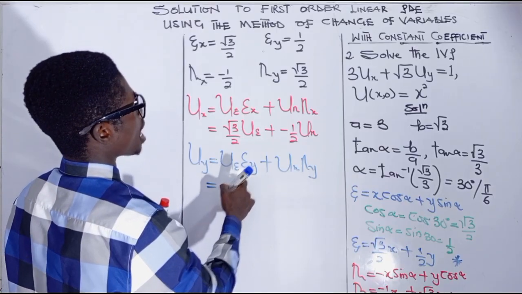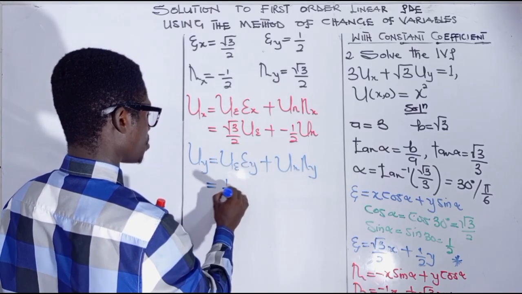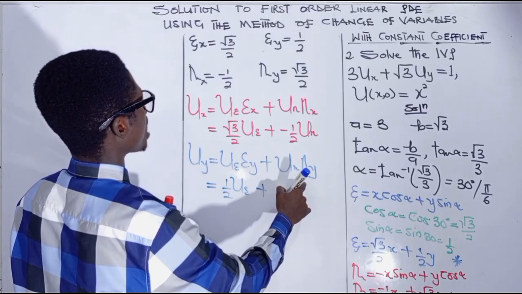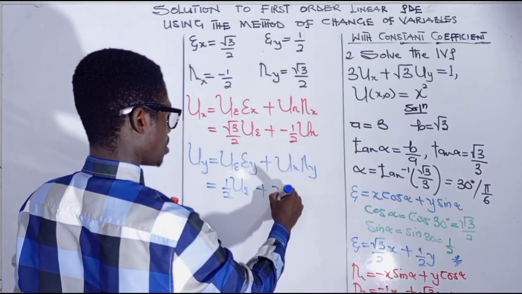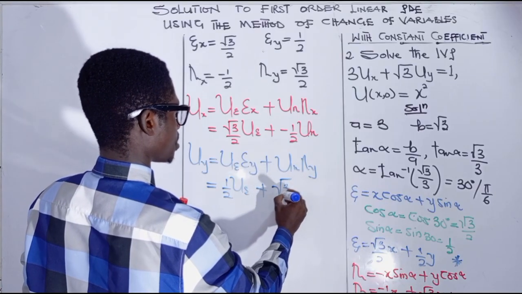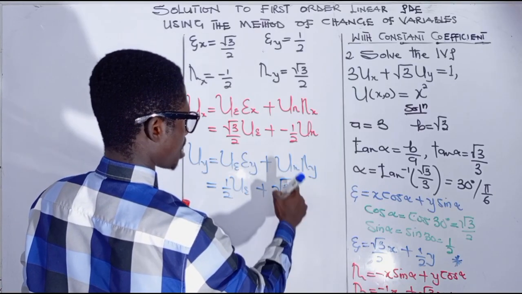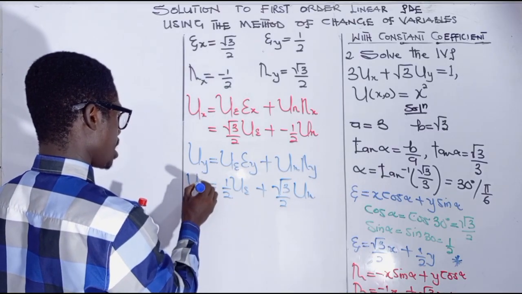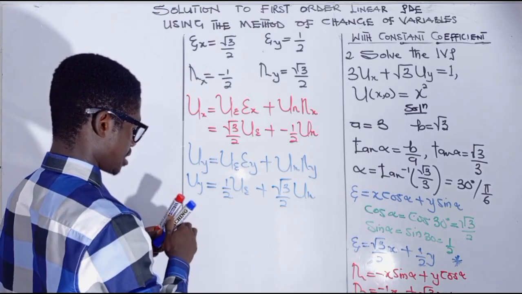So we have xi y, that is half, so we have 1 over 2 u xi, plus eta y, which is root 3 over 2, and then we have u eta. So this is uy, and this is ux.